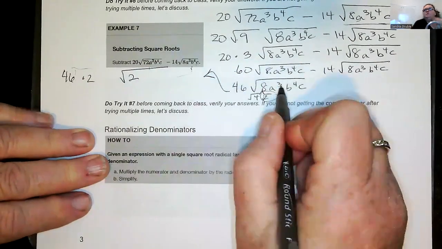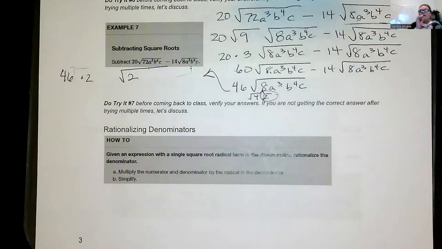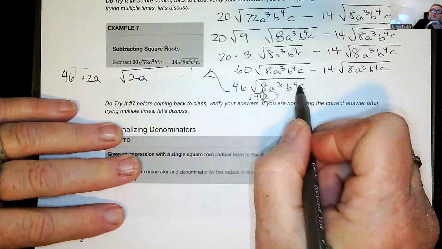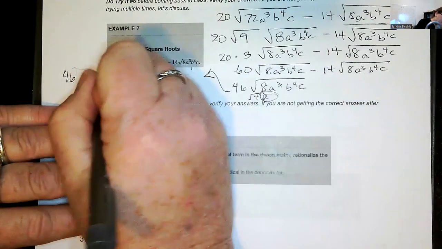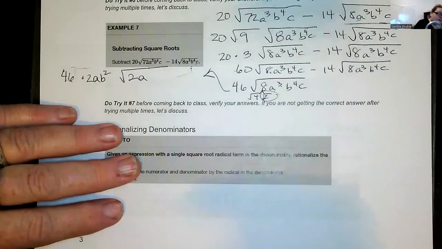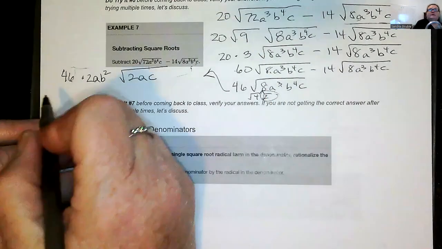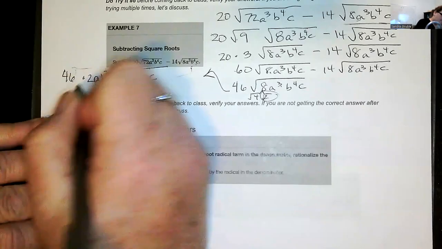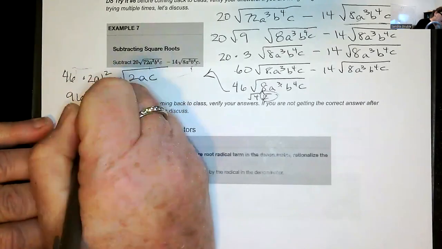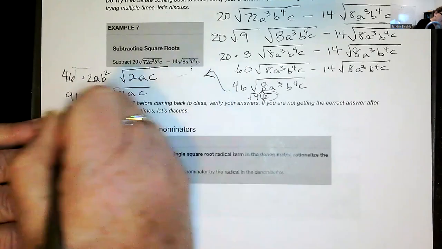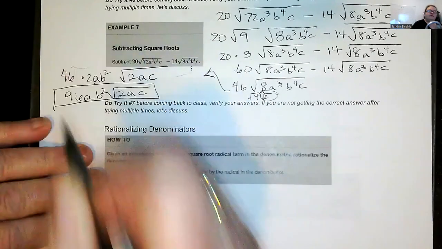And then a cubed will break down into a squared and a. So I can pull out an a, left with an a. b, the square root of b to the fourth is just b squared. And then the square root of c is going to be the square root of c. All right, so 48 times 2 is 96. And then we've got a, b squared, the square root of 2ac is our final answer for this one.